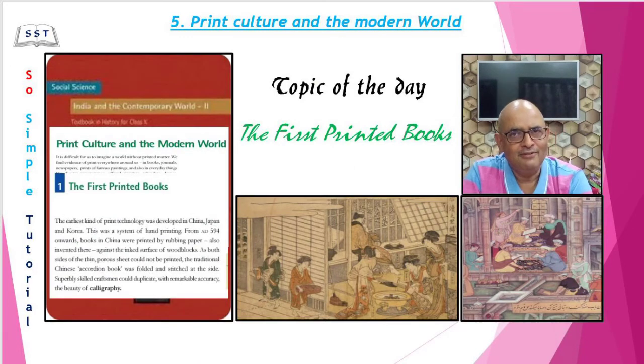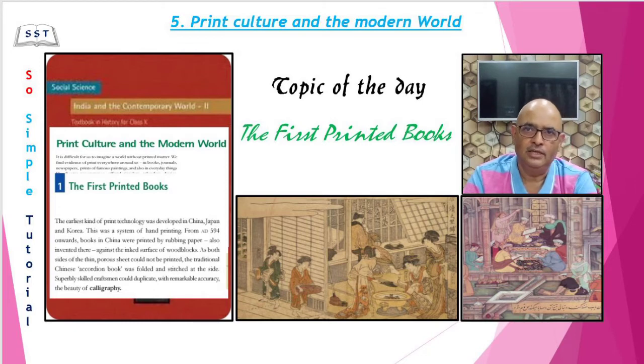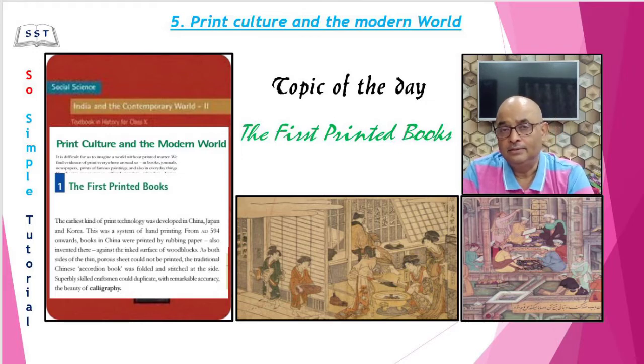Good morning students, welcome to SST So Simple tutorial. My dear students, today we are going to start a new chapter, that is print culture and the modern world. In this chapter, we are basically going to read the history of print. We will look at its development from its beginning in East Asia to its expansion in Europe and then finally in India. We will also understand the impact of the spread of technology and consider how social lives and cultures changed with the coming of print.